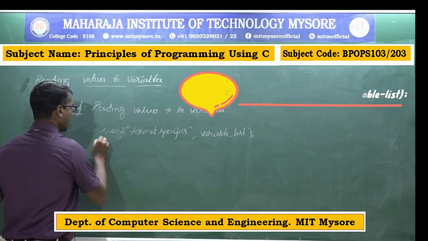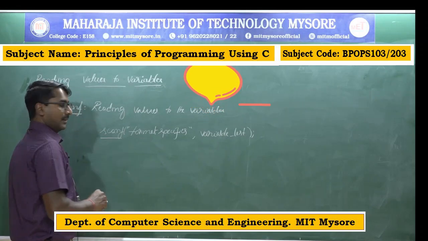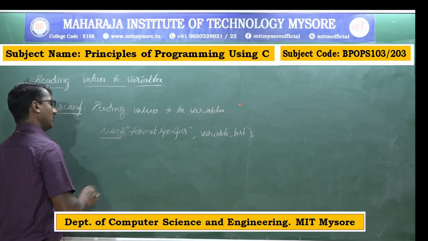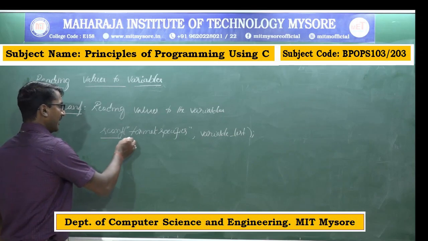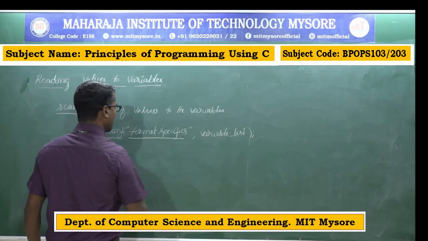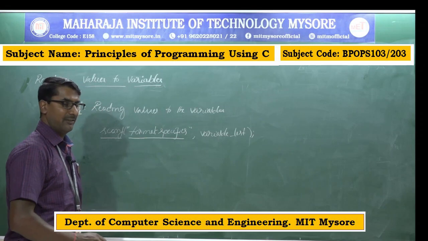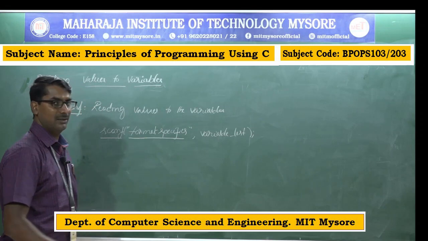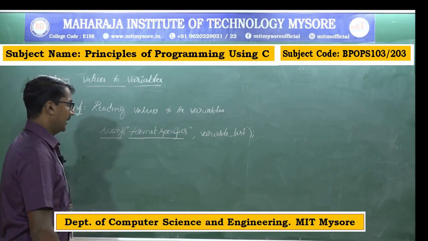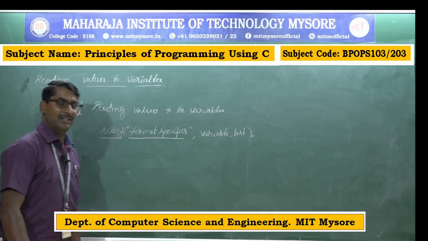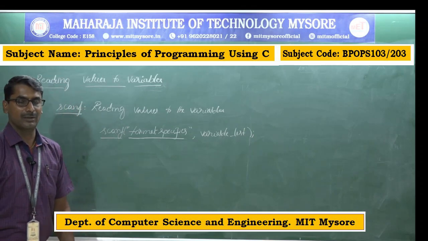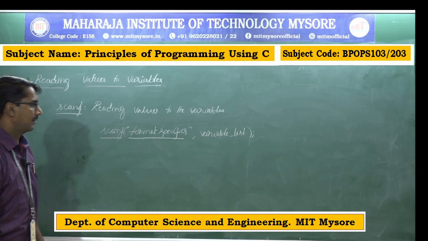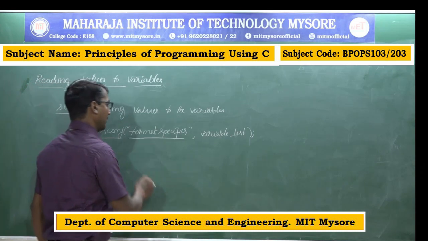Variable list. Now scanf is a function for reading values from the keyboard. Then the format specifier. The format specifier specifies the type of value we are reading, whether we are reading an integer value, a floating point value, or a character value. Okay, this is a format specifier.